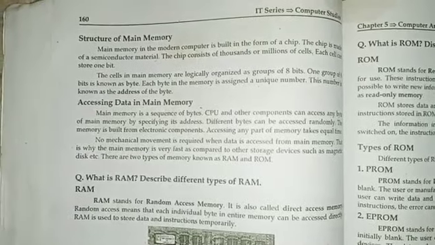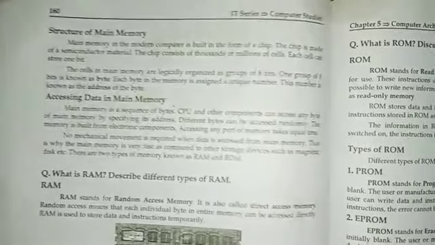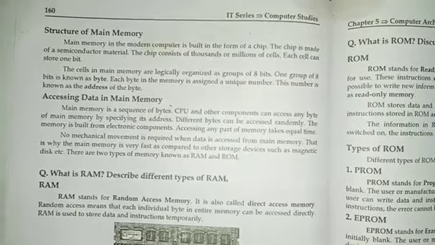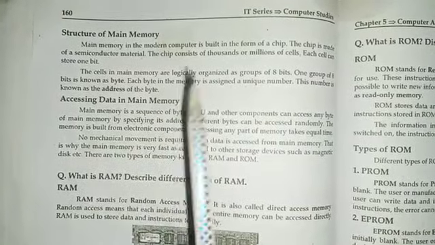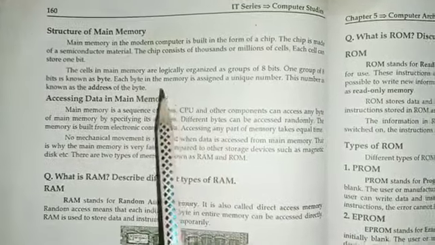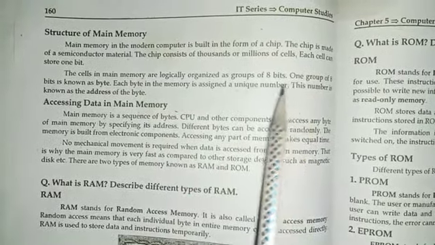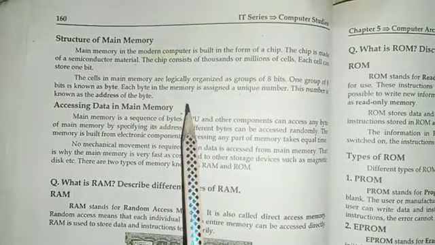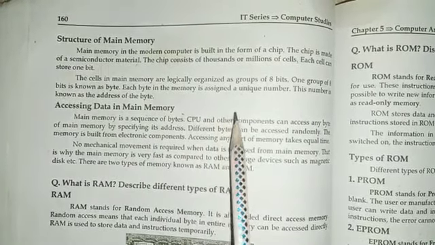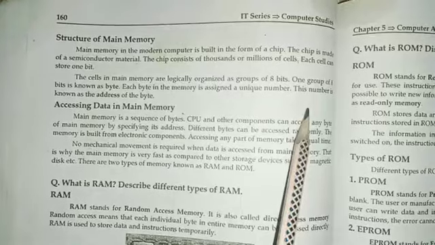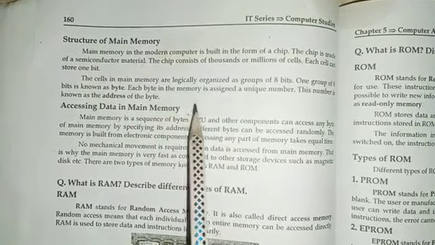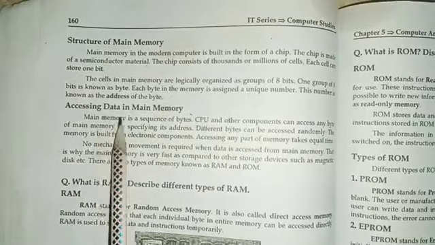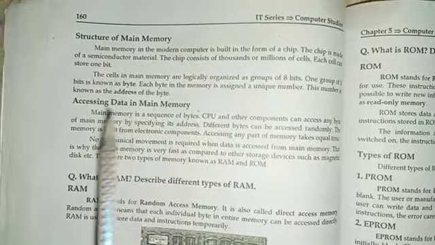Let's discuss the structure of main memory. The main memory in a modern computer is built in the form of chips, and the chip is made of semiconductor material. The chip consists of thousands and millions of cells, and each cell can store one byte. The cells in the main memory are logically organized as groups of 8 bytes. Each byte in memory is assigned a unique number. This number is known as the address of the byte.